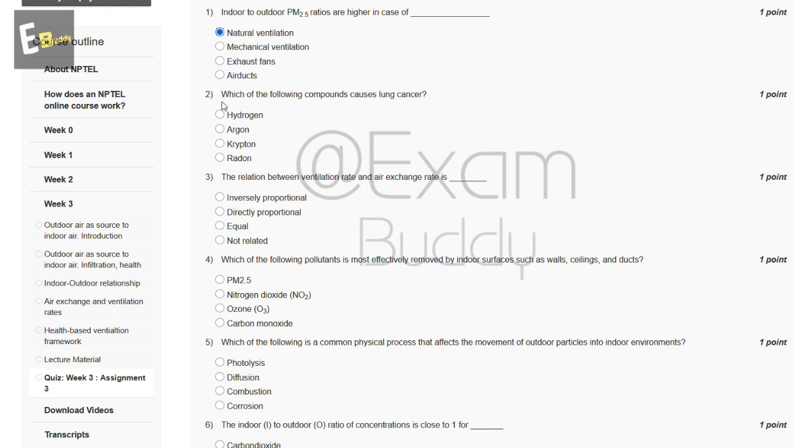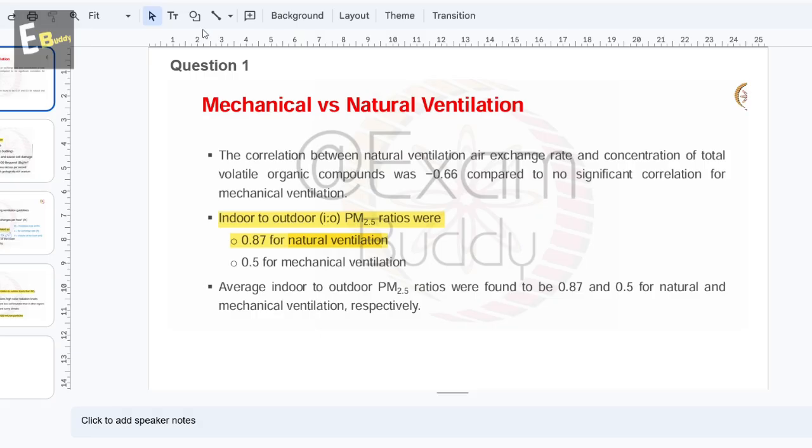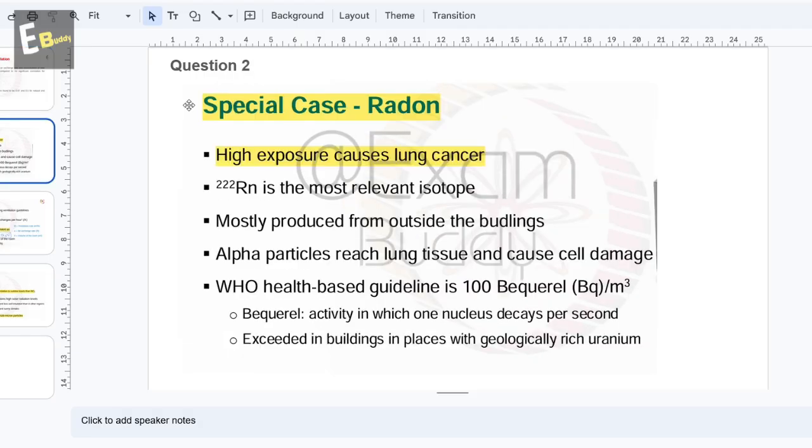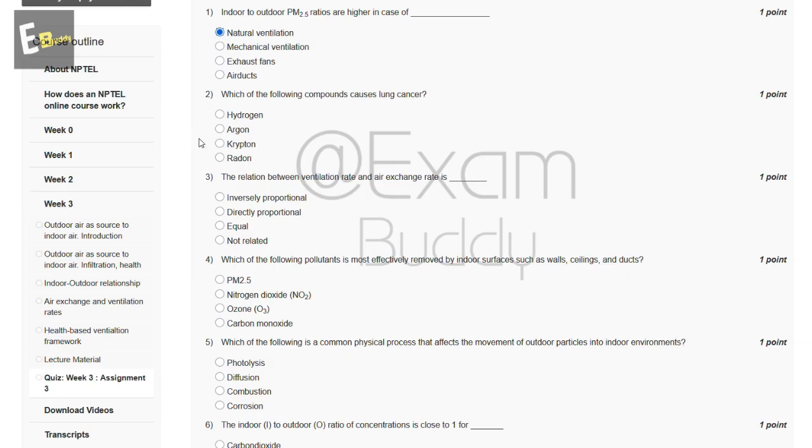Now the second question is: which of the following compounds causes lung cancer? Hydrogen, argon, krypton, radon. Let's check the answer of the second question. Special case: radon. High exposure causes lung cancer. So the answer of the second question is D, radon.